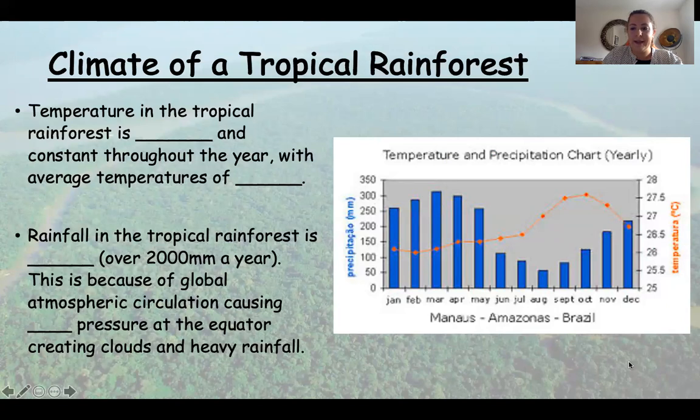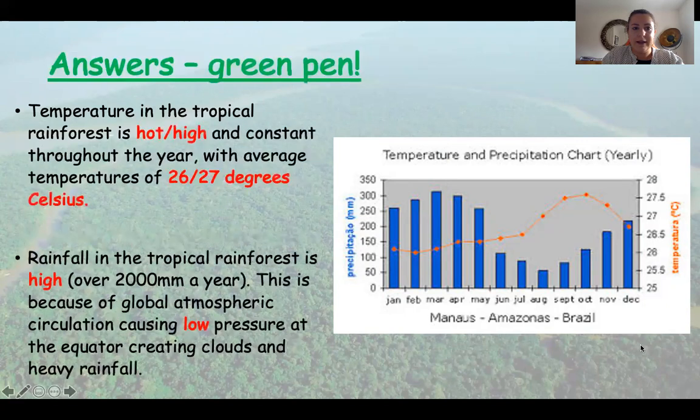And again, to make it slightly easier, I've got the answers for you as well, which you can add or mark in green pen, that's fine. Quite straightforward. So that is location done and climate done.